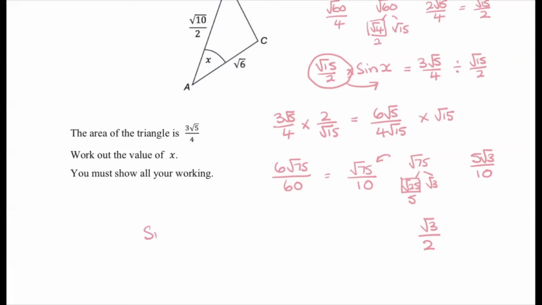We've got sine x equaling root 3 over 2. So now I just have to think about my exact trigs. And you may remember it using your finger trick. It may be that you write down your own table, but the final answer is sine 60. That's what gives us root 3 over 2. So x is equal to 60 degrees.